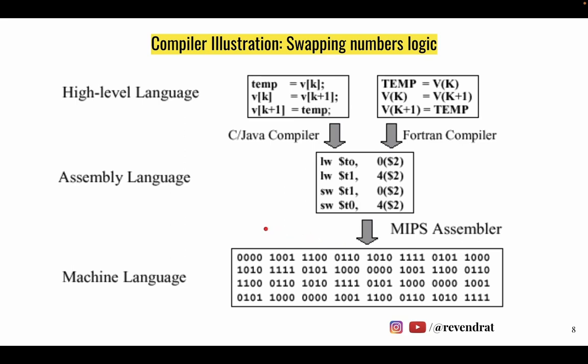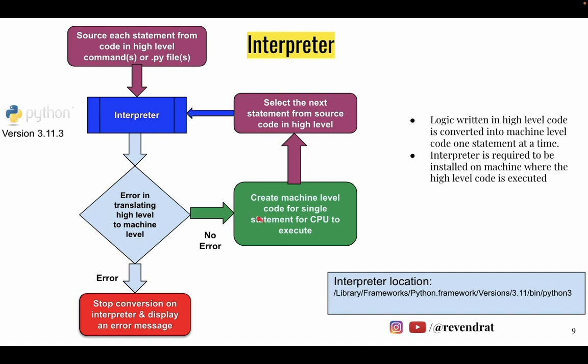Now let us move to the interpreter. This logic of the interpreter, where it converts high-level language to machine-level language, is consistent across different interpreters. In this case, the code is in Python commands. If you are writing a large chunk of code, you typically save it in a .py file. The current interpreter of Python has a version of 3.11.3. You can find the interpreter at a particular location. On my Mac, the version 3.11 is saved at this particular path.